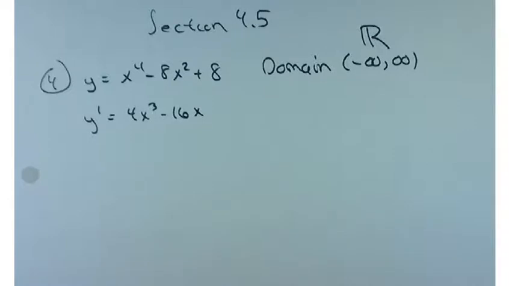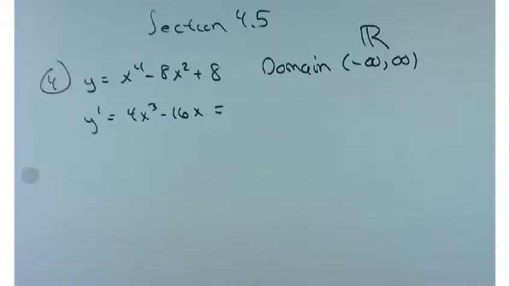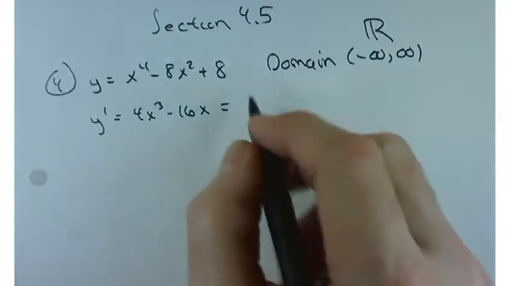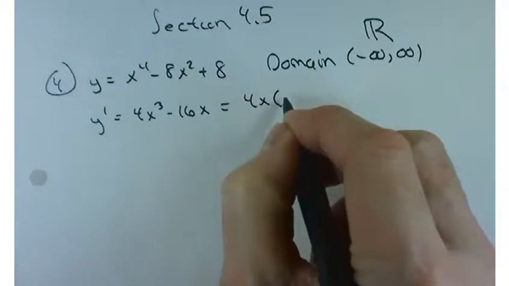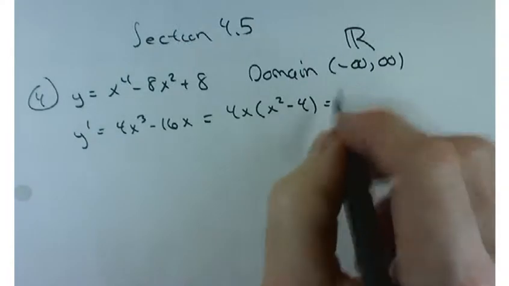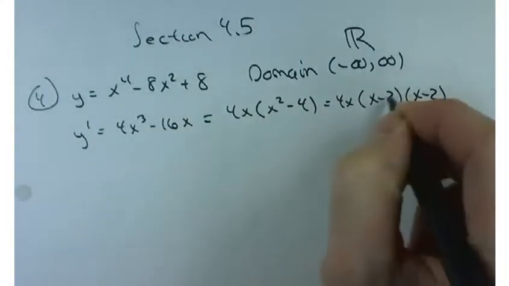And what's the first derivative tell us? Yeah, it tells us where our function is increasing or decreasing. Now to know where it's increasing or decreasing, I need to know where it's positive or negative. It can change signs where the function has roots. So I need to find roots of this. I'll factor out the 4x. That leaves behind x squared minus 4, which further factors into 4x times x plus 2 and x minus 2.